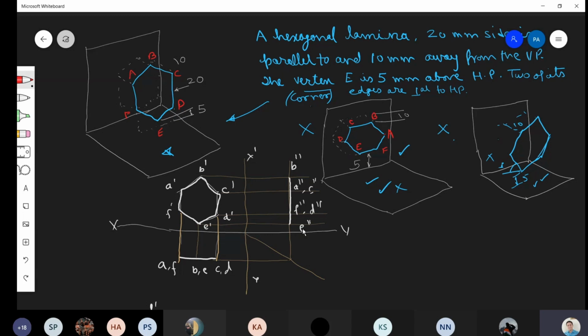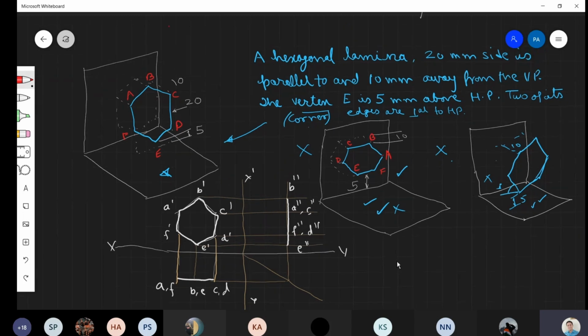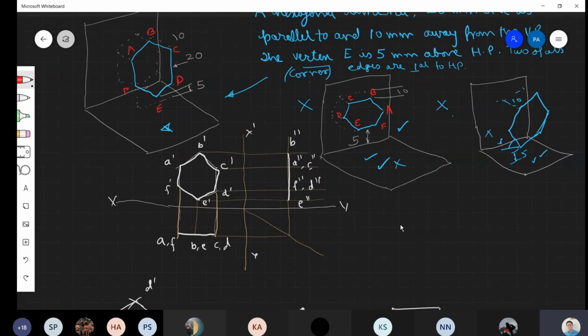So in all the cases of projection of solid, we will see a rectangle in one view. Definitely a rectangle in one view, and the other view will be the basic shape. Basic shape can be a triangle, rectangle, square, hexagon. And in case of projection of plane, one view will be a basic shape and the other view will be a line. I hope this concept is clear to all of you.